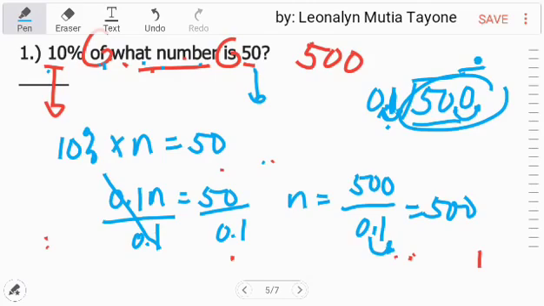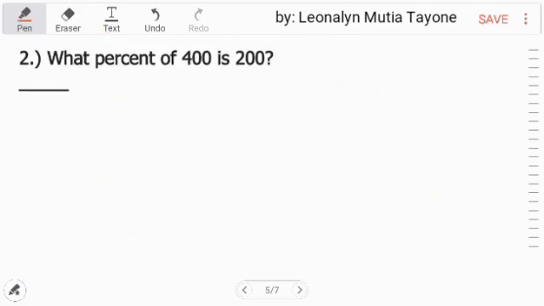Kung i-double check natin, 10% of 500 is equals to 50. So, 0.1 times 500 equals 50. So, tama ang 500. Question number 2: What percent of 400 is 200?